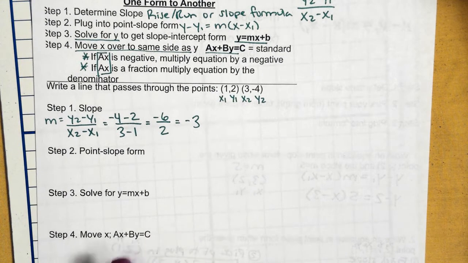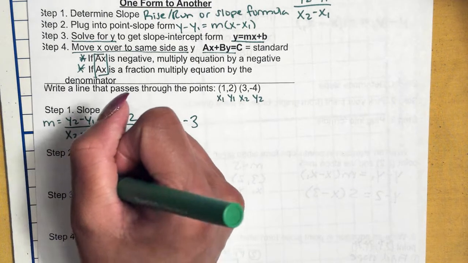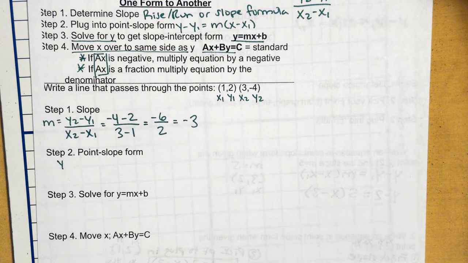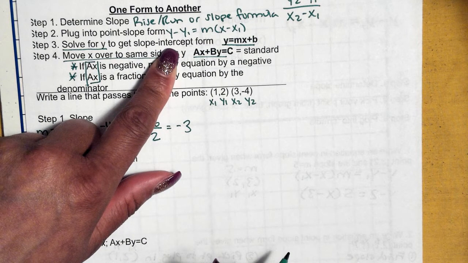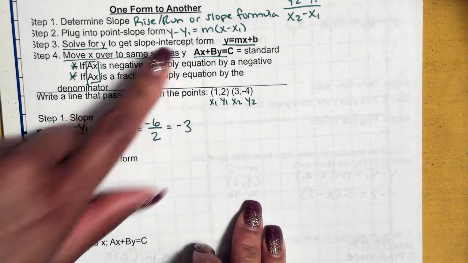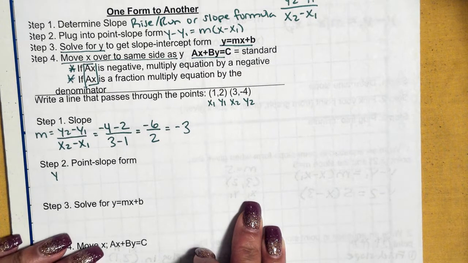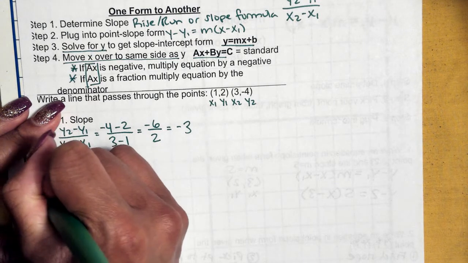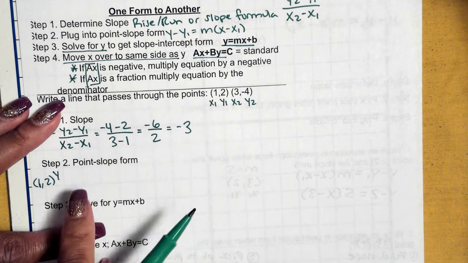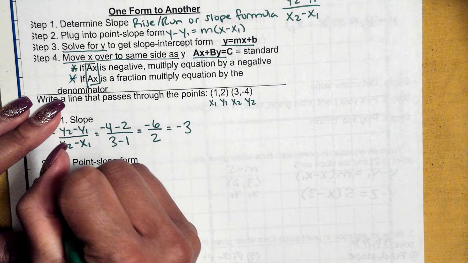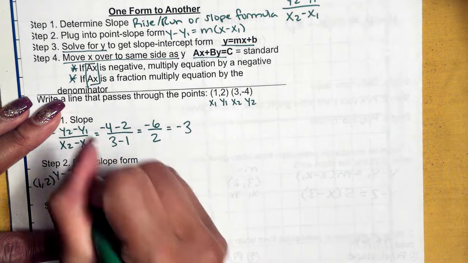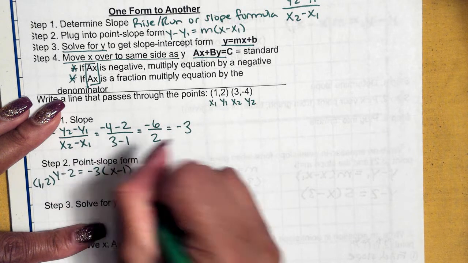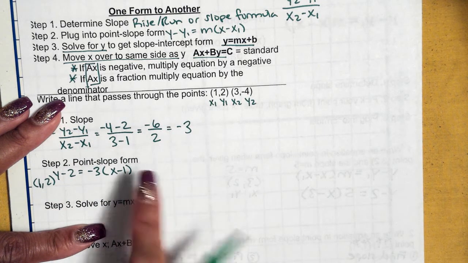So now I need to insert into point slope form. And remember, point slope form is y minus y1 equal to m parentheses x minus x1. So if you're going to choose, let's say you choose 1, 2. So then my equation would be y minus 2 equal to negative 3, which is my slope, parentheses x minus 1. Okay, so that's one way.